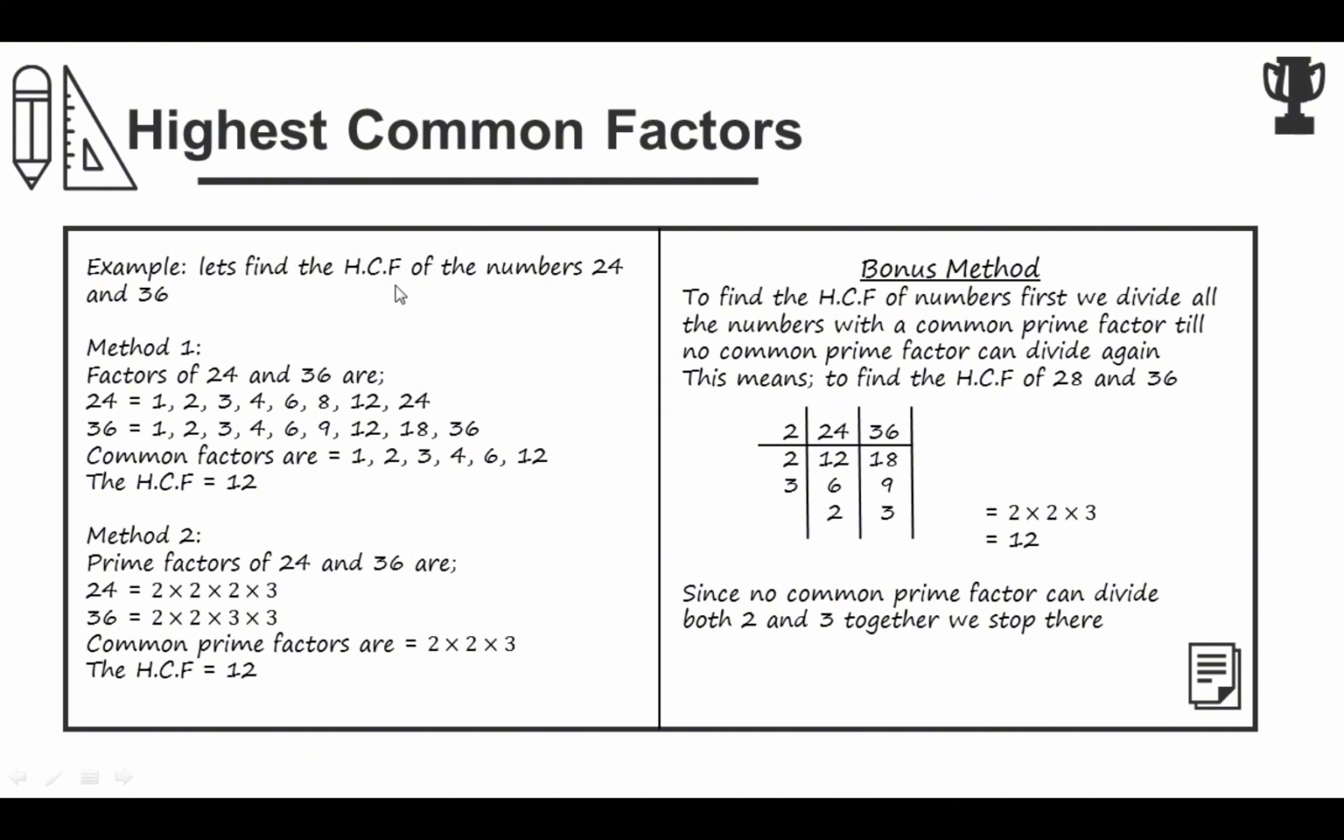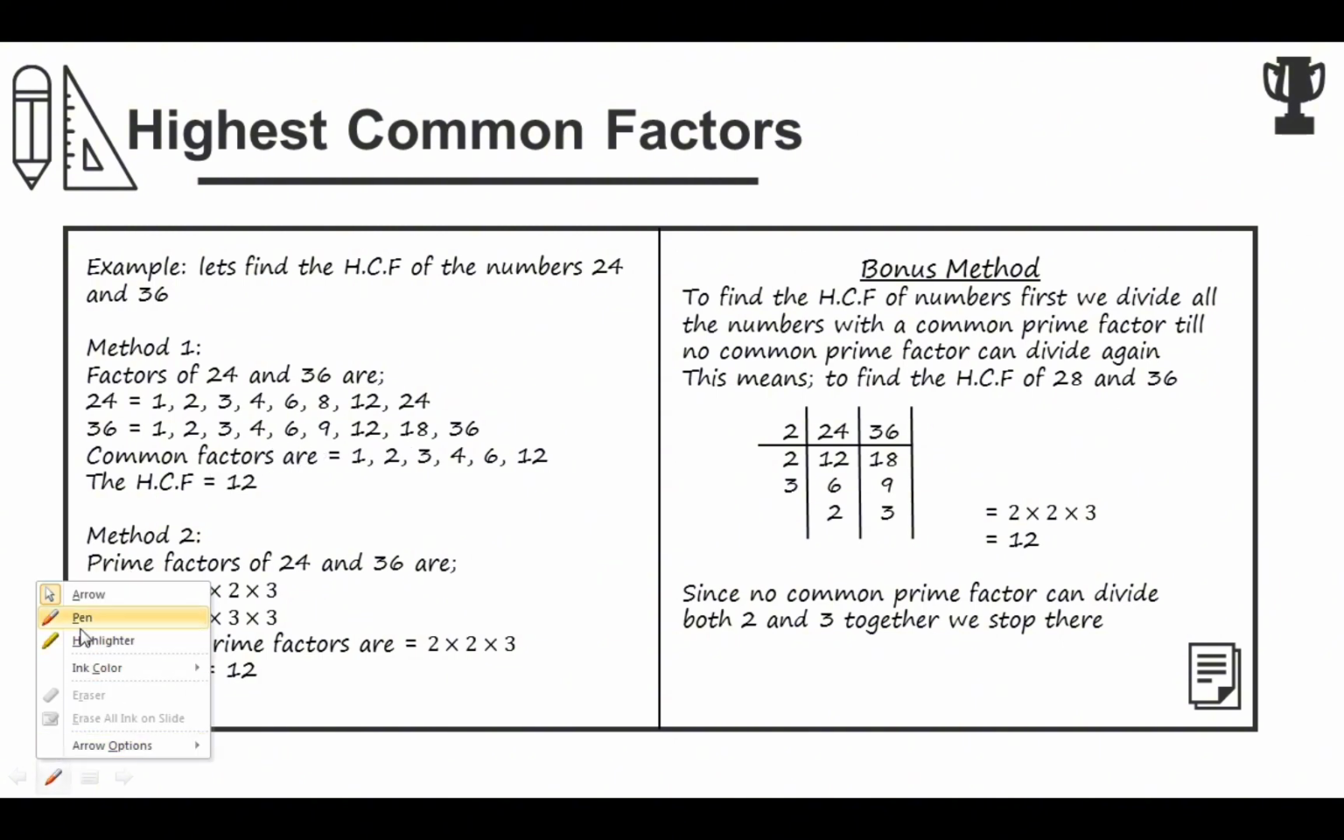Example 1 says, let's find the HCF of 24 and 36. Remember, method 1 says first we list out the factors of each of the numbers. Factors of 24, we have 1, 2, 3, 4, 6, 8, 12 and 24. Factors of 36, we have 1, 2, 3, 4, 6, 9, 12, 18 and 36.